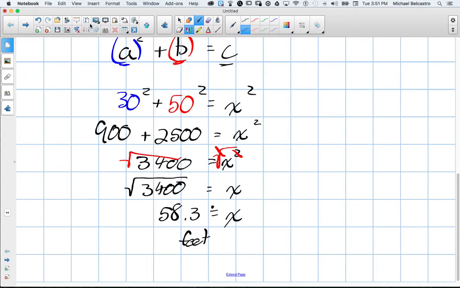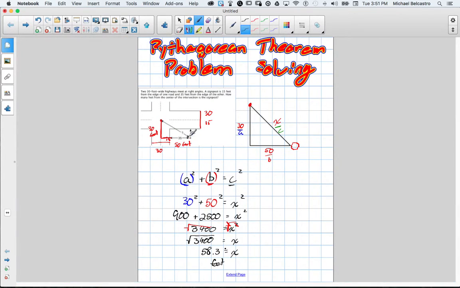So the distance from the signpost in our question is 58 feet, and that makes sense because the hypotenuse should be longer than our longest side, and this longest side was 50, this one is 30, so a little longer than 50 makes logical sense for an answer.